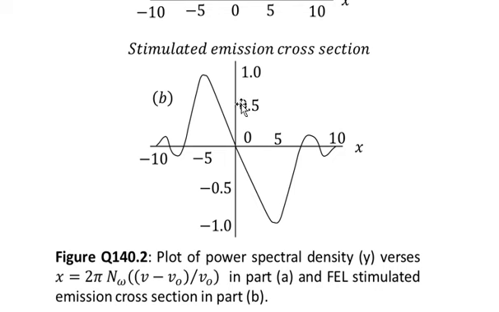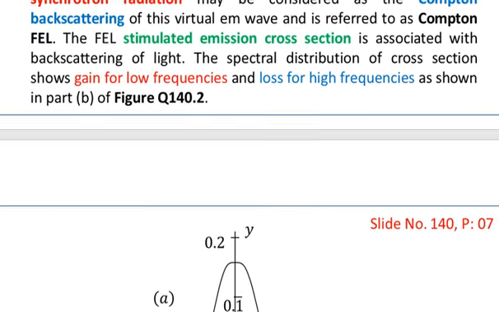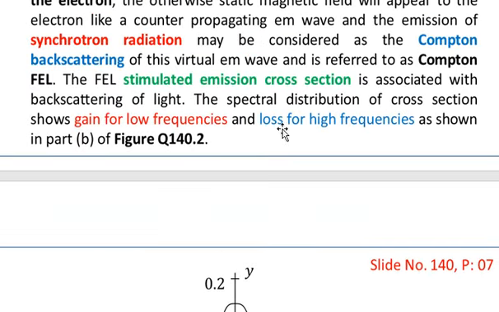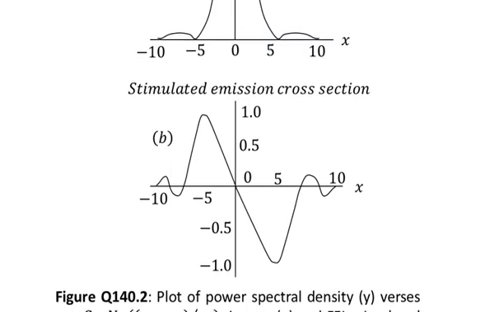So for the low frequencies the gain is high, but for the high frequencies it has the lower values. This is what has been stated in the last sentence, that is, the spectral distribution of cross section shows gain for low frequencies and loss for high frequencies, as shown in part B of figure 2, which was this one.